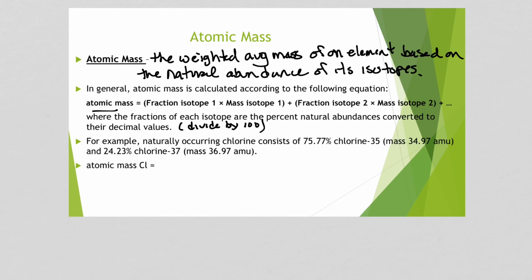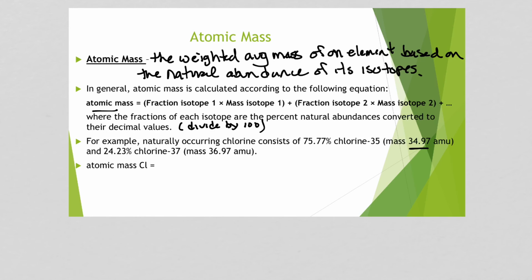So let's do a quick sample here where we take chlorine, for example. So chlorine has 75.77% of chlorine 35 isotope, which has a mass of 34.97 AMU.